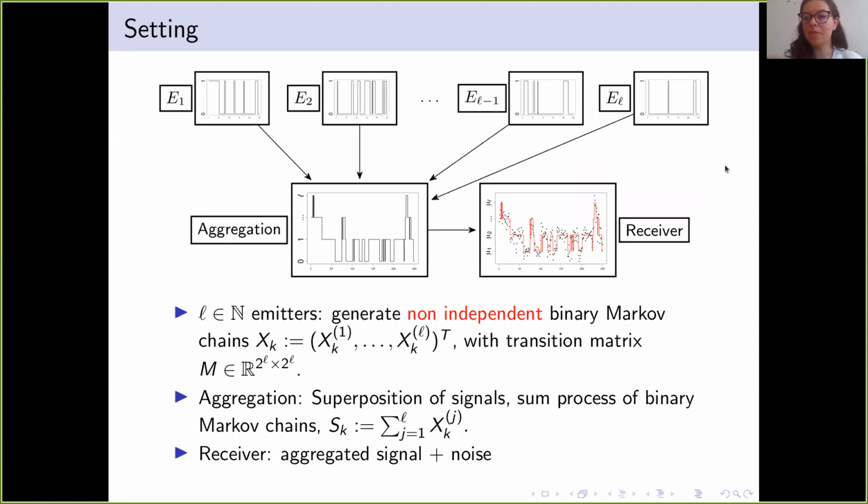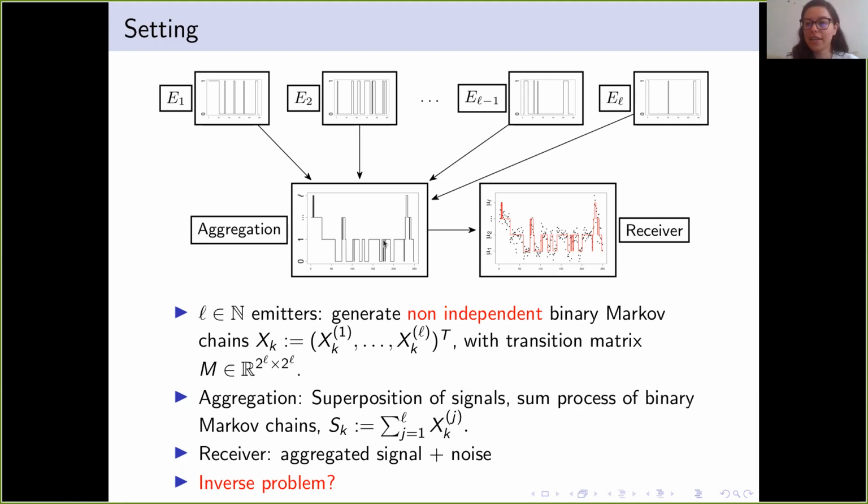So this will be our mathematical setting. In our mathematical setting, we will have L emitters that are, in our example, these ion channels. And these emitters are going to be denoted as X to the power of E, and are non-independent binary Markov chains. So this is very important that they are non-independent, so they can exhibit dependencies between them. And the transition matrix of the whole multidimensional process will be called M.